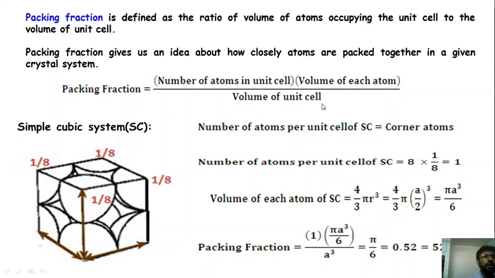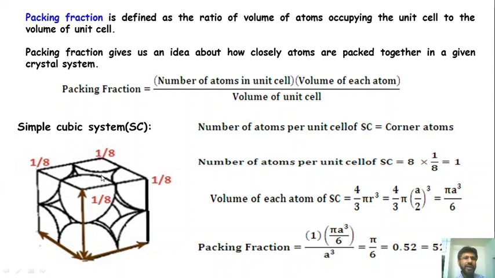Similarly, here we can find the packing fraction for all the 3 types of the structure. Now first one is the simple cubic structure. To determine the packing fraction, you have to first find the number of atoms per unit cell of the simple cubic structure. We have already obtained it by using the formula, or we can obtain it directly.